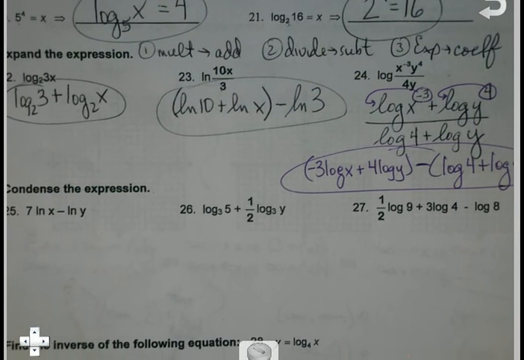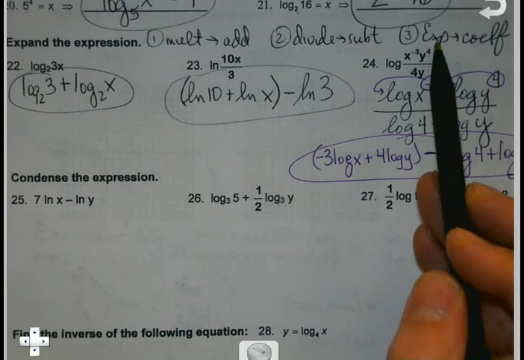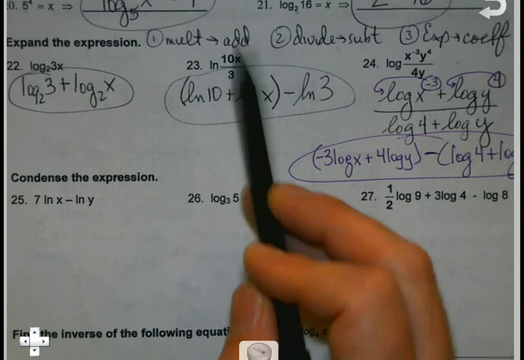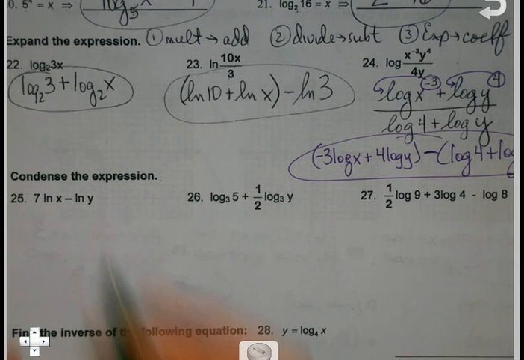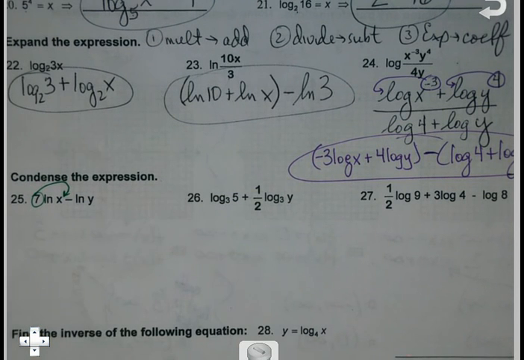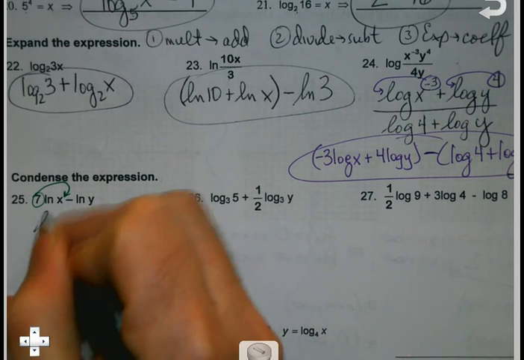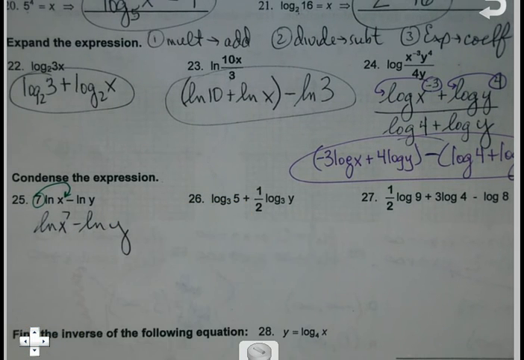So then our next part says to condense. Now, condense basically just means I'm doing all these things backwards. Coefficients become exponents, subtract becomes divide, add becomes multiply. And we're also going to take them in the reverse order. So for instance here, any coefficients I see are going to become exponents right away, because that's going to be the easiest way to run this. So I get that written down.